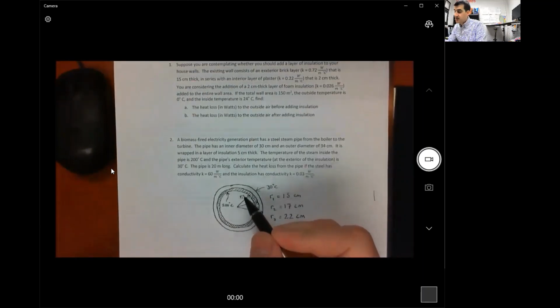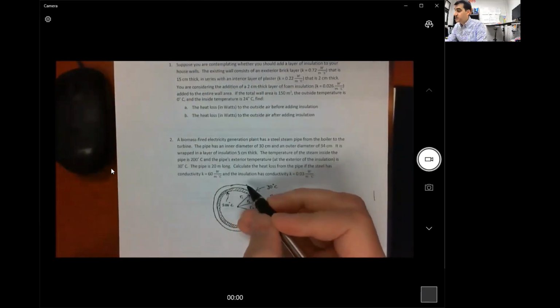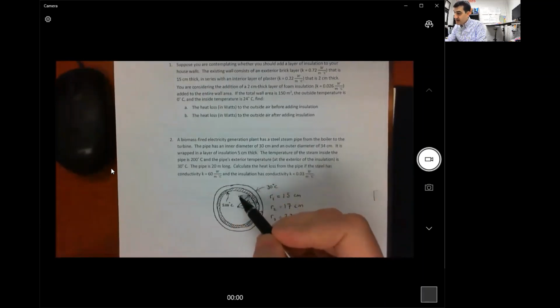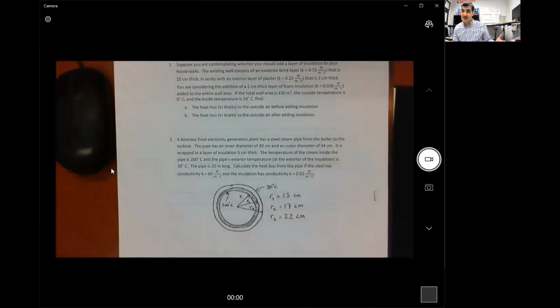All right, so this is really quite similar to the previous problem. Any heat that is going from the inside to the outside is going to have to pass through both the steel and the insulation. So what does that tell us about the thermal resistance network?